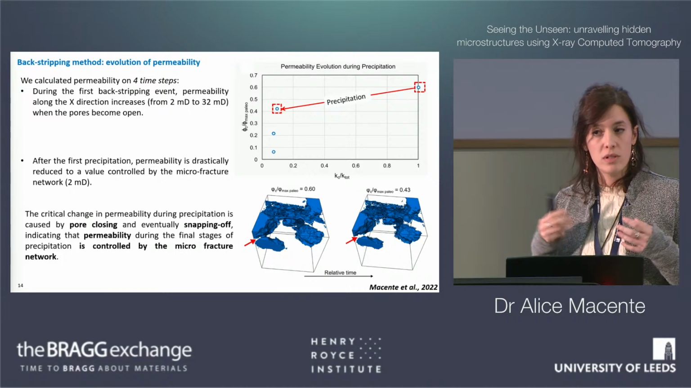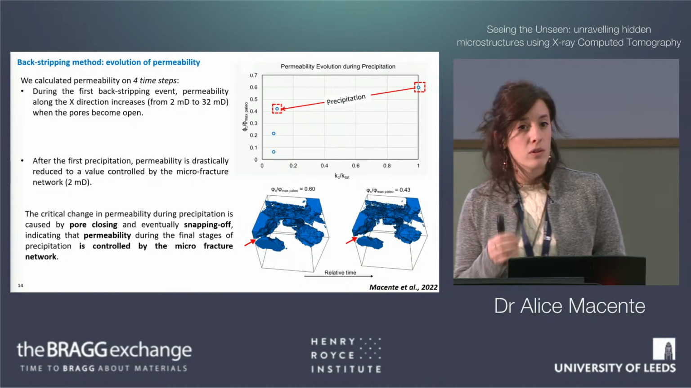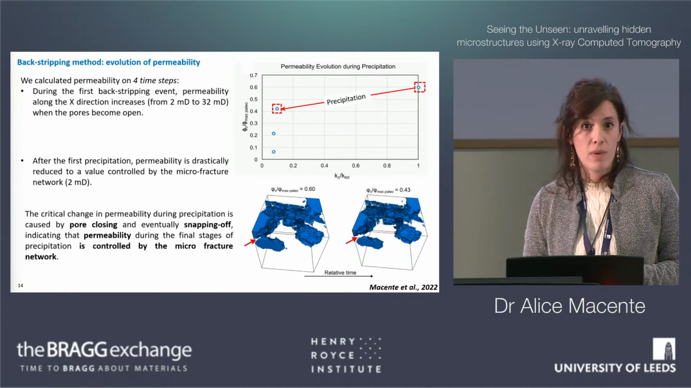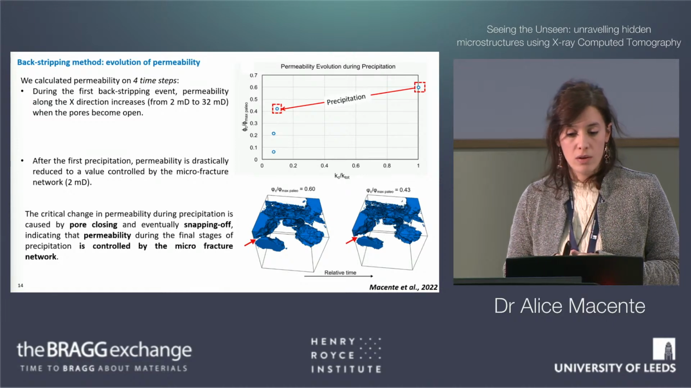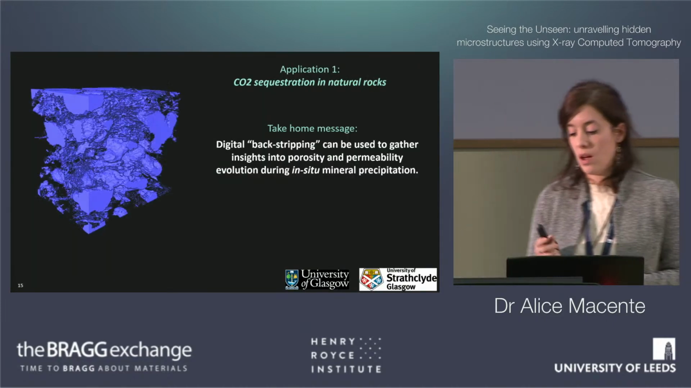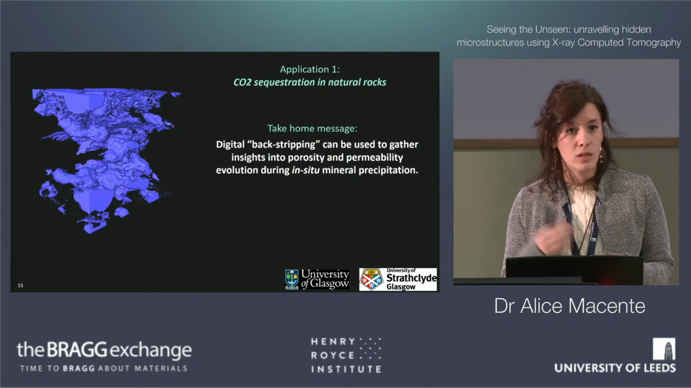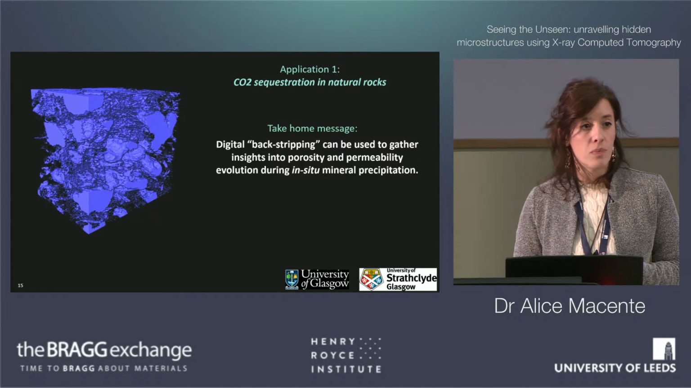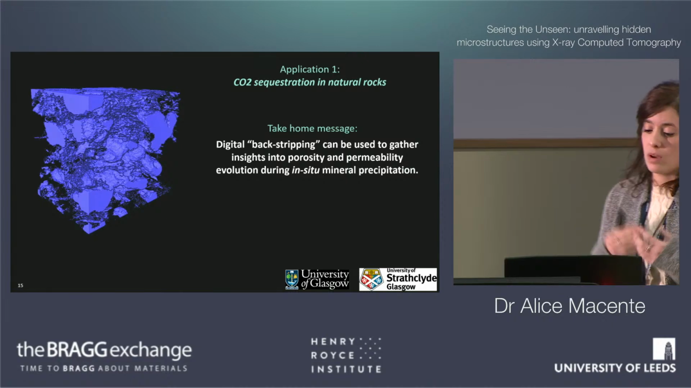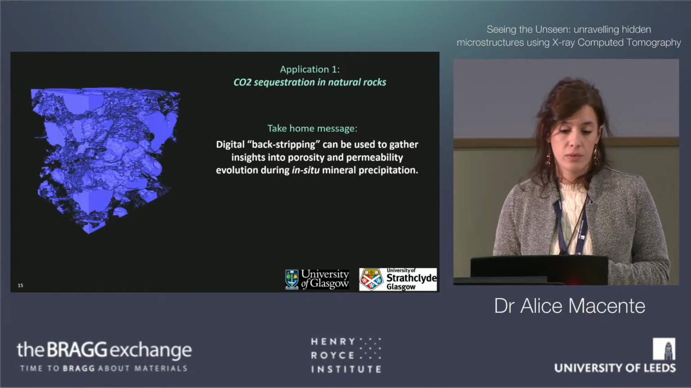microfracture network. So in terms of assessing the CO2 storage potential of these rocks, we need to carefully consider whether microfractures are present and how these may impact the overall CO2 flow through the rocks. So as a first take-home message, we can say that digital backstripping, together with, for example, simulation and actual quantification of precipitation rates, can help us to gain insights into what happens during in situ mineral precipitation.